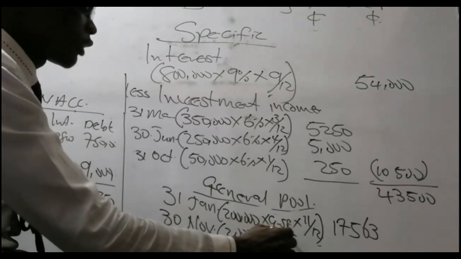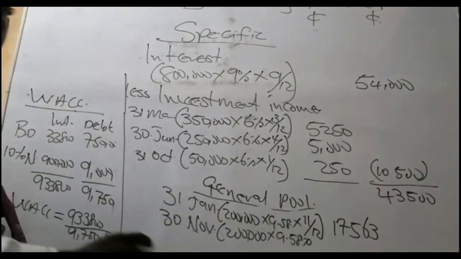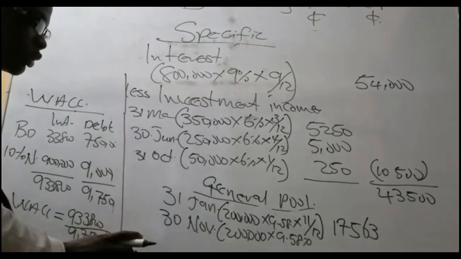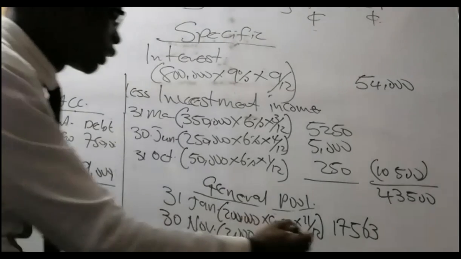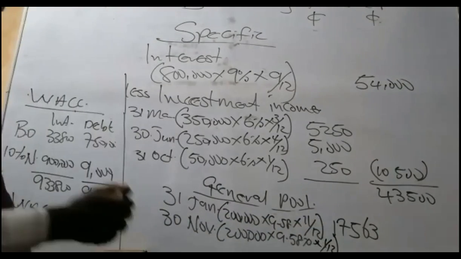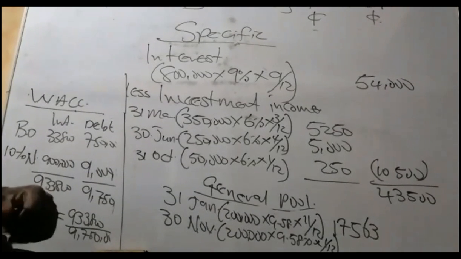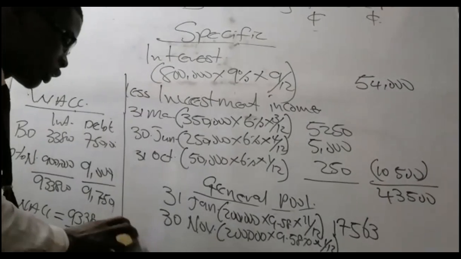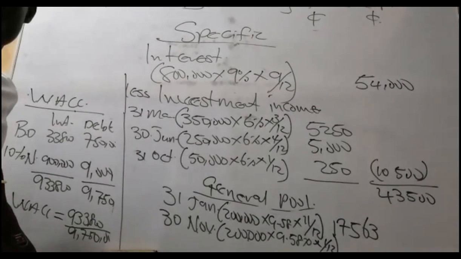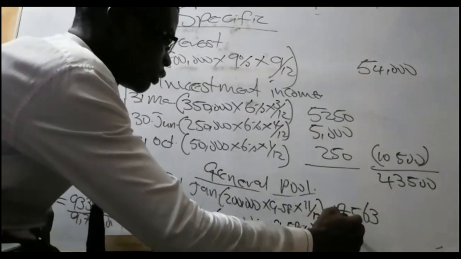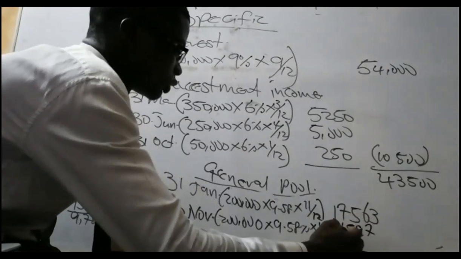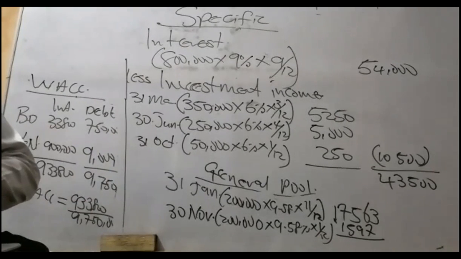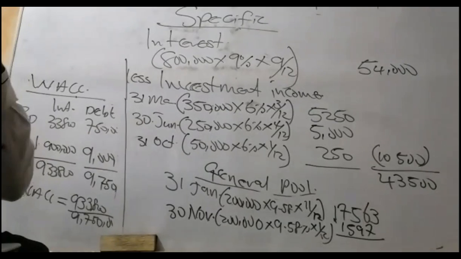times 9.58%. How many months? 1 month. So times 1 out of 12. Good. Then we are done. So 200 times 9.58 times 1 out of 12. Good. Then you are done. Now let's see. So therefore, we will get 1597. So we have to put all the general pool of funds together, their total, then we shift it to the other end to go and join his good brother.